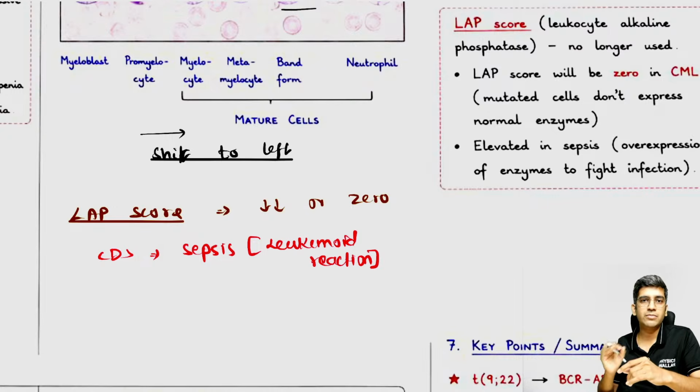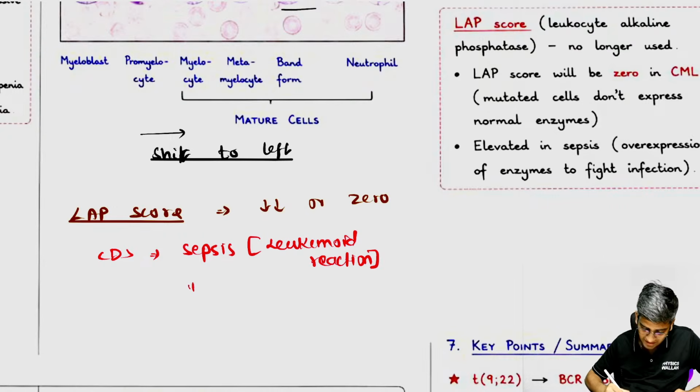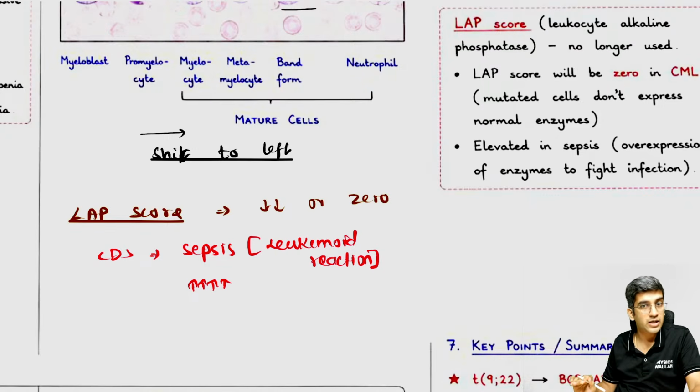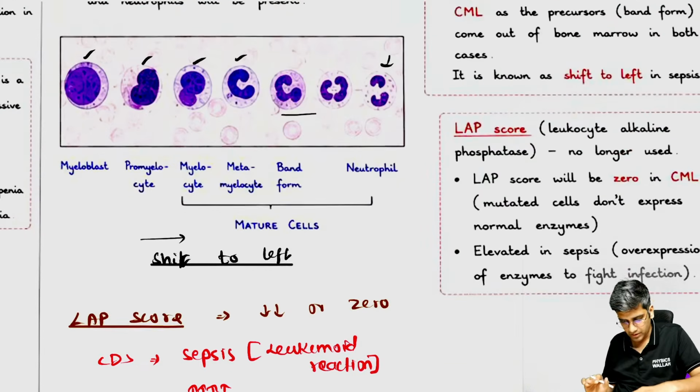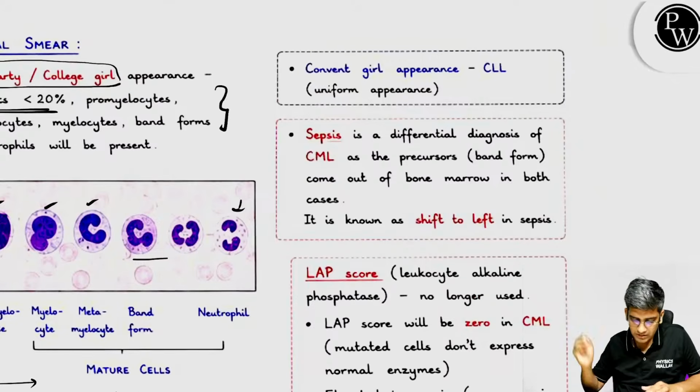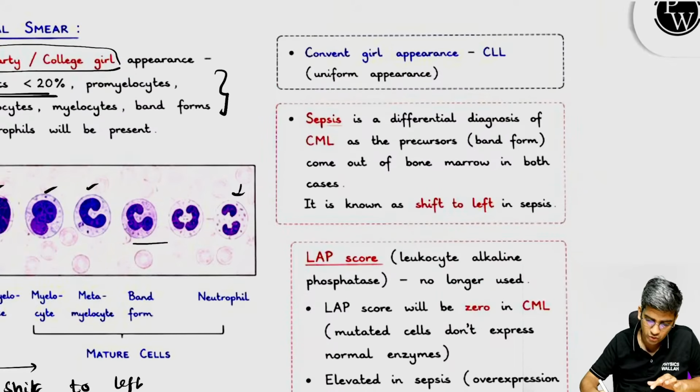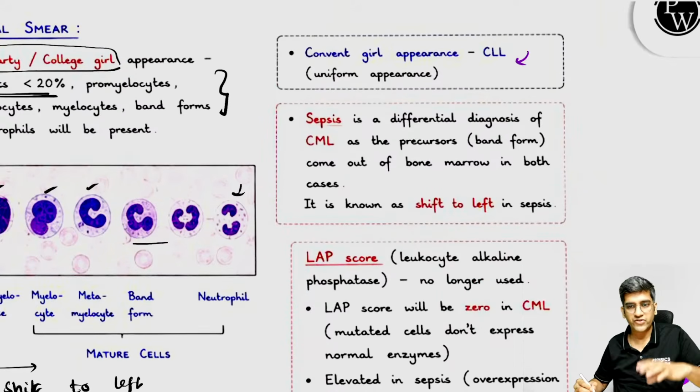So we call them a lab score, a test, leukocyte alkaline phosphatase, which will be elevated in case of sepsis and it will be reduced or 0 in case of CML. Not required diagnostically, but can come in a 2-mark or a Viva. Fine. Okay, that's about lab score. How to differentiate it, right? And since we know college girl, convent girl appearance is seen in CLL. I'm sure you know that.